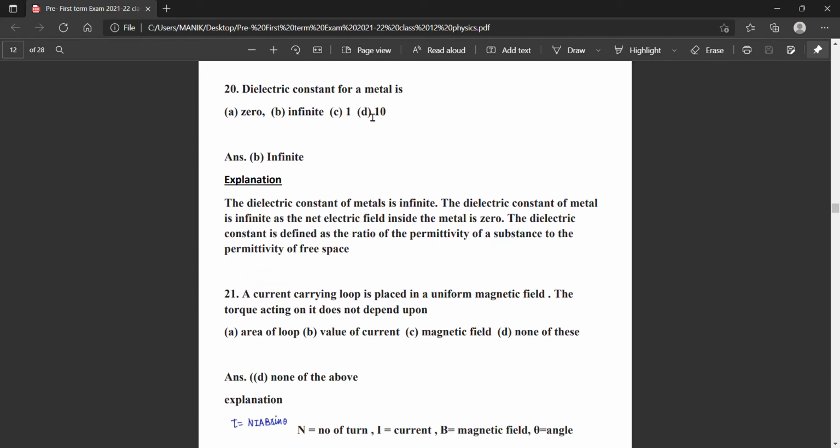Dielectric constant for a metal is infinite. I am giving you the descriptions, so please go through this. It is very easy, so I need not explain this. Let us go through the next questions.